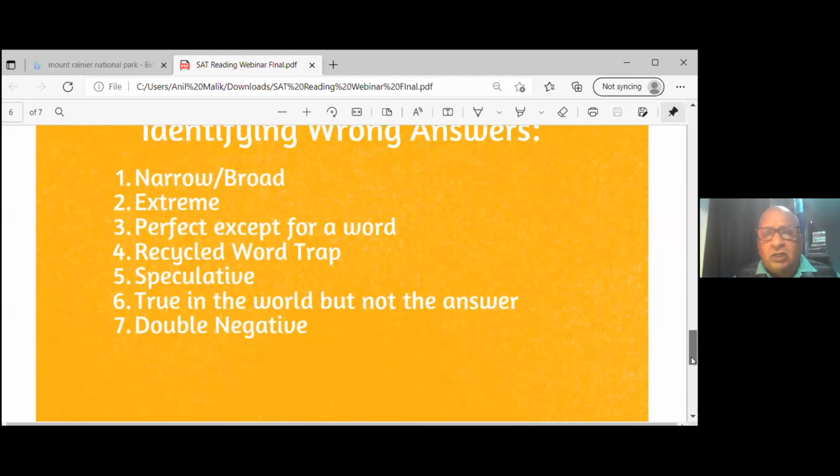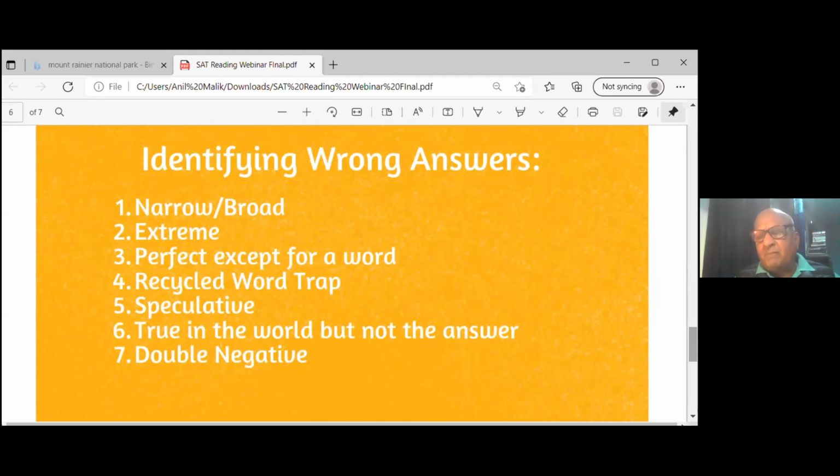See, the first trap is that I want a narrow answer, he gives me a broad answer. This actually works for an answer choice that is the main idea. The narrow and broad, what does it mean? It means this. I need an answer which talks about a bank in Connaught Place, right?